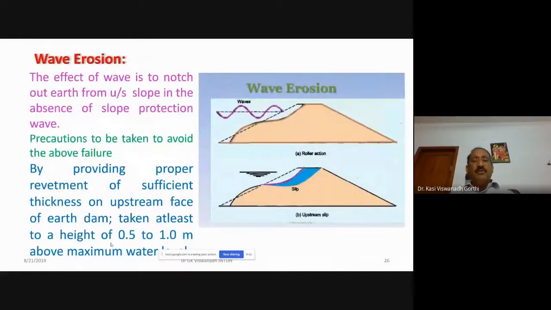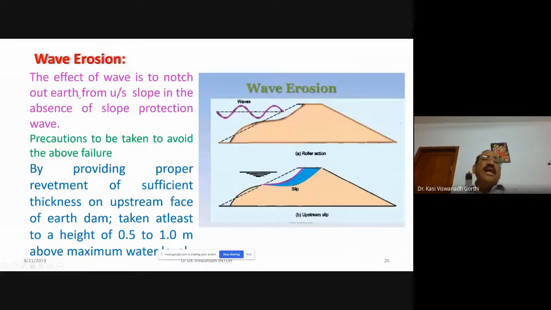Next is the wave erosion. What do you mean by this wave erosion? See this figure. You have a dam with upstream and downstream slopes. Earth dam with upstream and downstream slopes. On the upstream side, there is a reservoir. And since there is a reservoir with water, there will be waves. So these waves cause erosion on this portion of the dam. When the dam material is getting eroded because of these waves, the dam may fail.